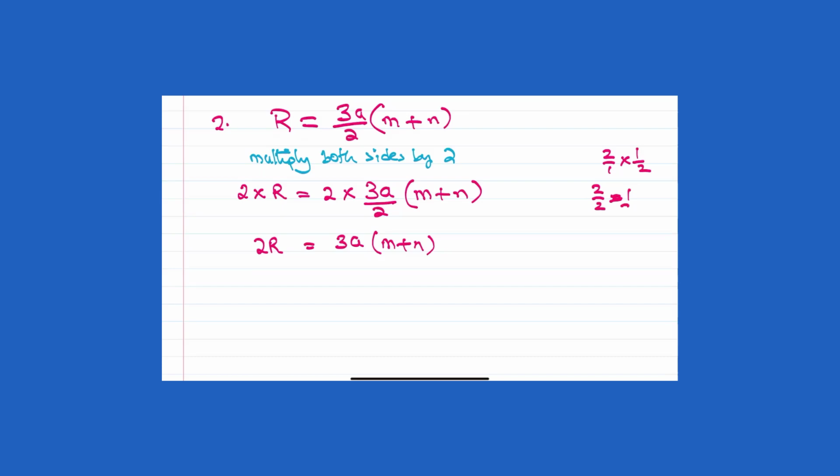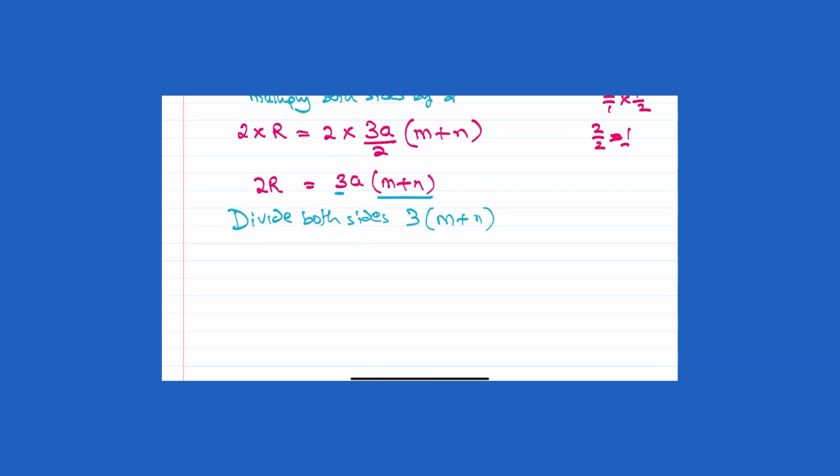For us to determine the value of a, we are going to look at this variable carefully. So we have 3 and we have (m + n). That is what we are going to be using to divide both sides. So we write: divide both sides by 3 × (m + n). So that will leave us with a alone.